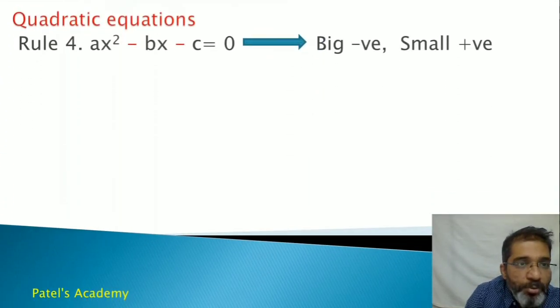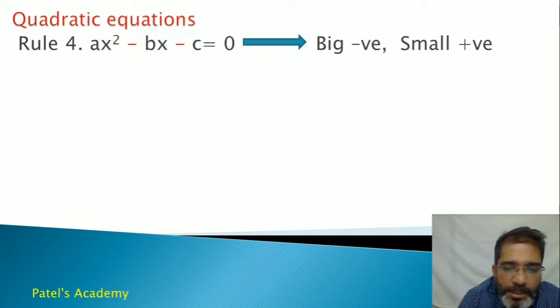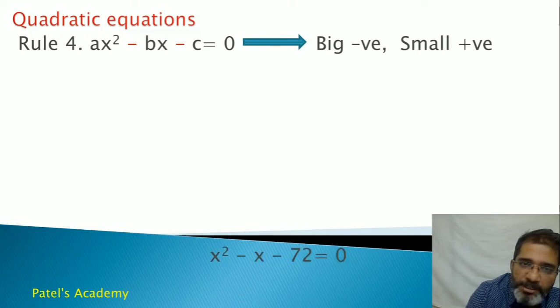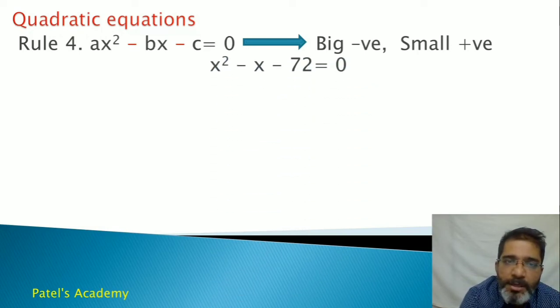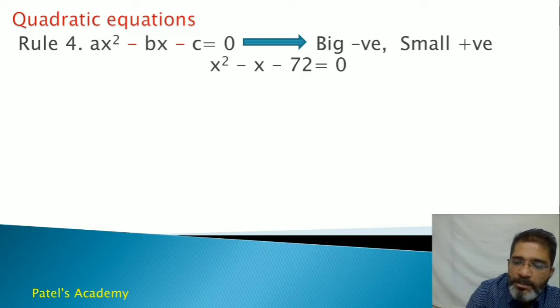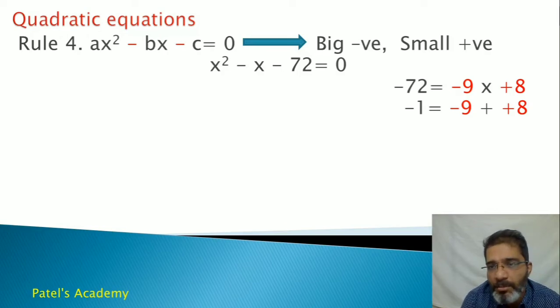Okay, now let's go to rule number 4, the last rule. That is the sign of B is negative and C is also negative. The rule says the bigger number should be negative and the smaller number should be positive. Let's take a similar example. Okay, x square minus x minus 72 equal to 0. So both minus. Let's see the numbers. The numbers are minus 9 and plus 8.